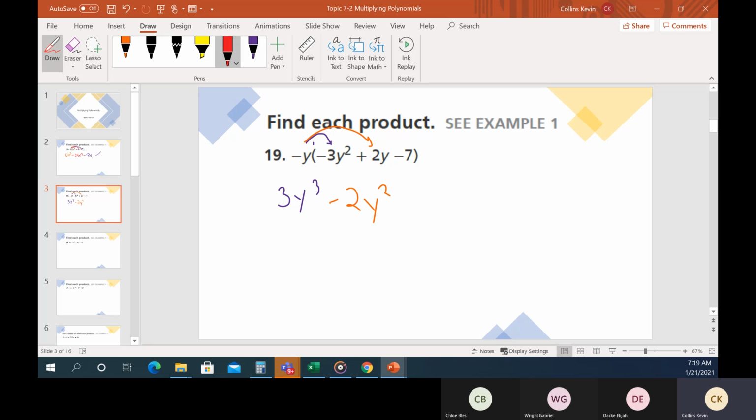Okay. And then finally we do minus y times minus 7. Two minuses always give you a plus. An even number of minuses always gives you a plus. So a minus and a minus, that's going to be plus 7, and we bring the y along for the ride. That's it. Easy peasy. Okay. Go ahead and check out another one here.